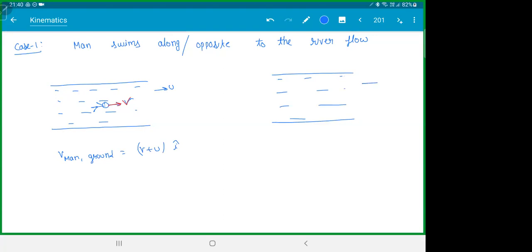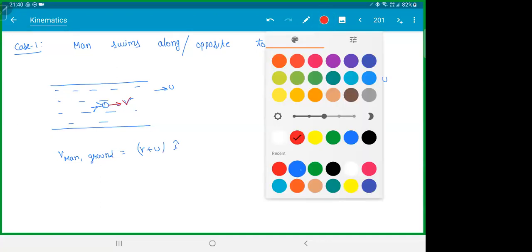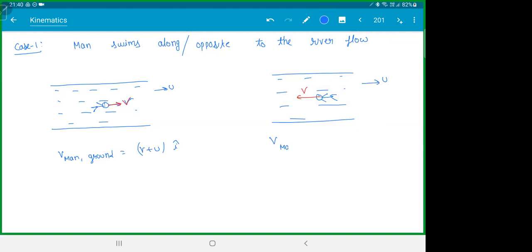Same thing, but if he decides to go opposite to the river, in this case, velocity of the man in the ground frame would be minus of v minus u i cap. If u is greater than v, it will be in the reverse direction. You could have written like this also, u minus v i cap. Depends on who is greater. Is this idea clear? Straightforward. If you go with the river, the speed will add up. If you go opposite to the river, the speed will subtract. Easy?